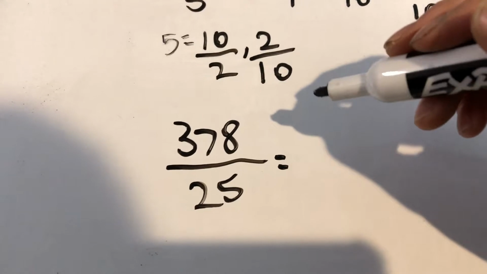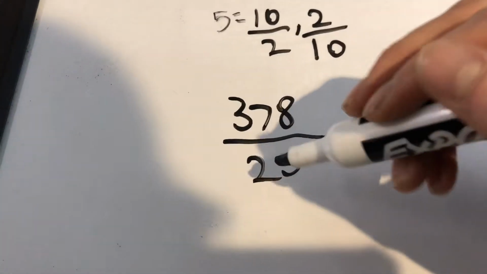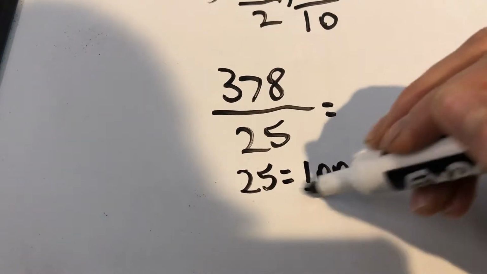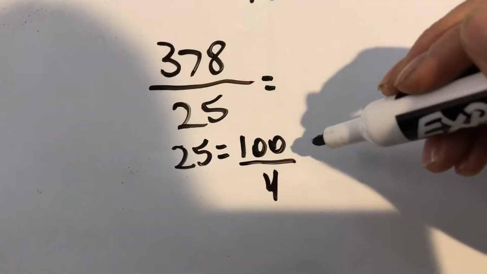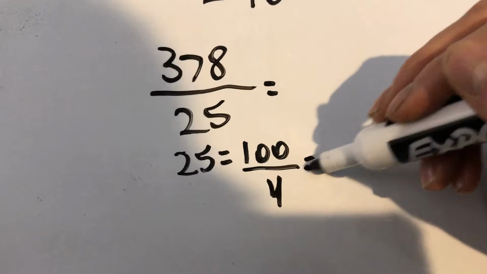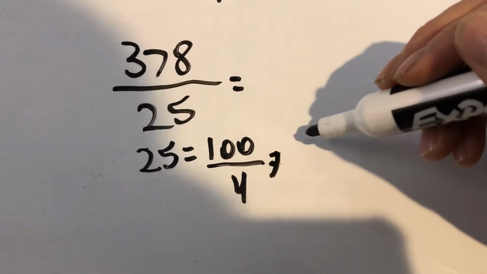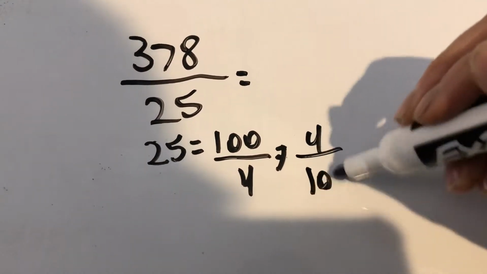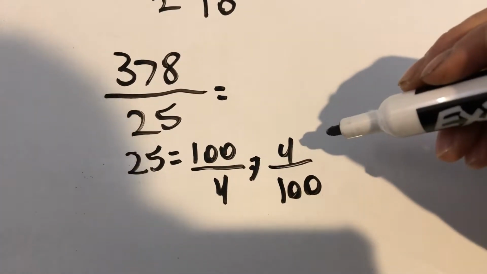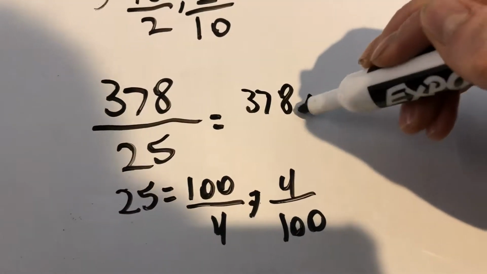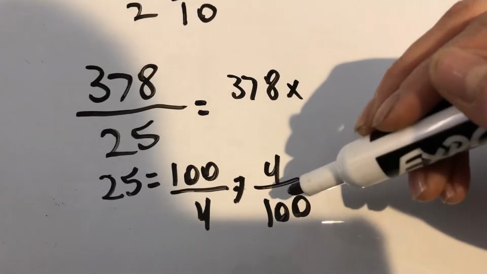378 divided by 25. Let's look at 25 for a moment. 25 is the same thing as 100 divided by 4. Next step is to flip, or excuse me, make it comma, whichever, is to flip 100 over 4 to 4 over 100 to get a reciprocal and multiply to solve the answer. So now we got 378 times 4/100.